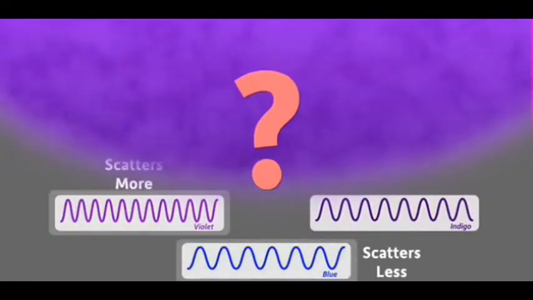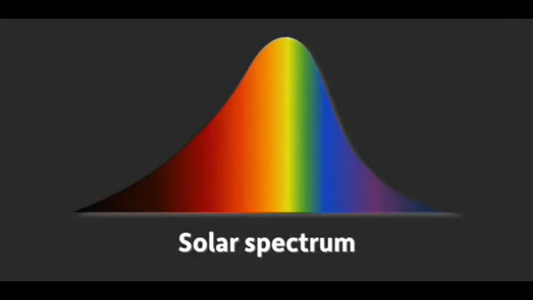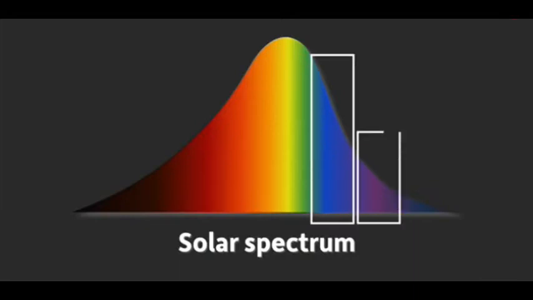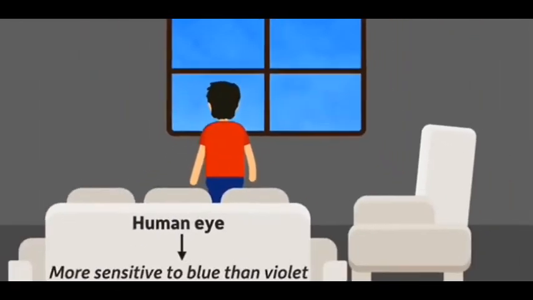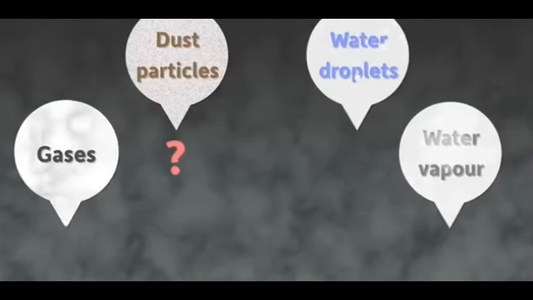The following graph tells us how much of a particular wavelength is emitted by the sun. Observe the graph well. As you can see, the sun emits more blue and light bluish light compared to the violet light. Hence, more blue light is scattered by air molecules, resulting in the blue color of the sky. And another reason why we cannot see violet light is because our eyes are more sensitive to blue light than to violet light.